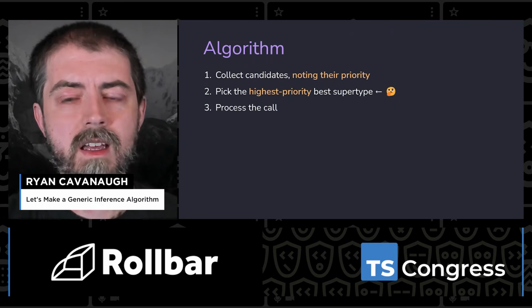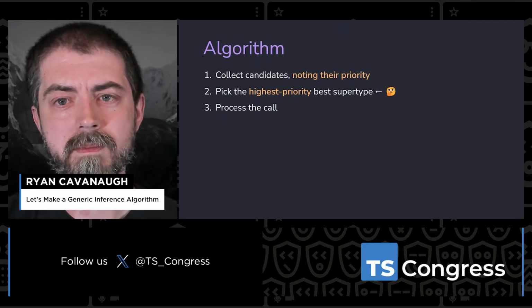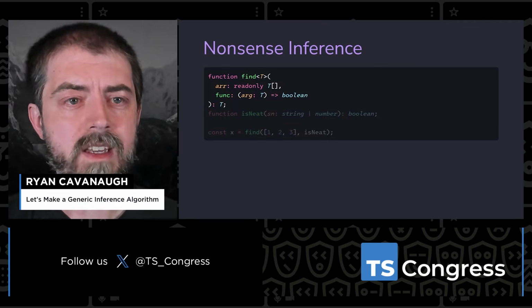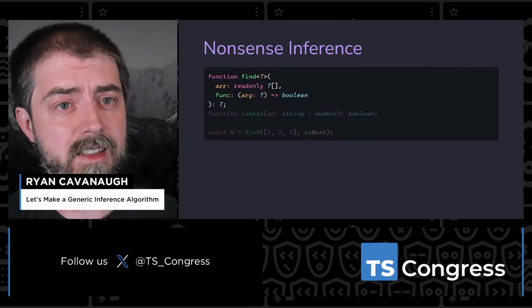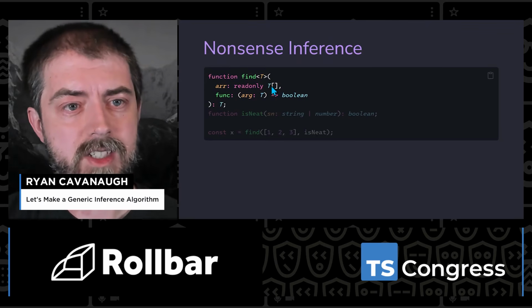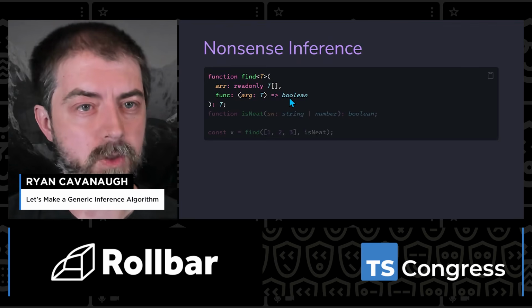You can look at this and say, hey, Ryan, why are we picking supertype? Why not subtype? What's going on here? It's a great question. I have a new version of find. It is still one type argument, find of T. It takes a T array and a function that accepts a T and returns a Boolean.